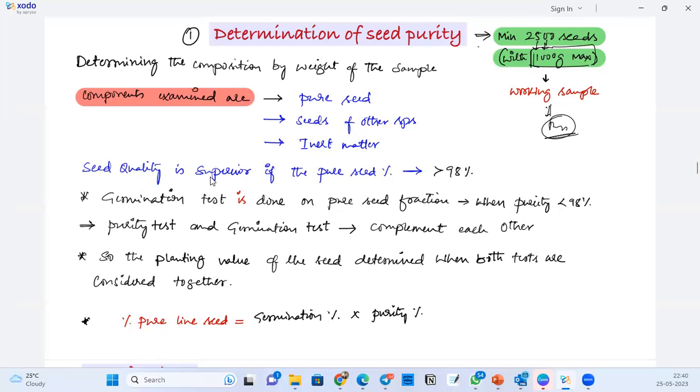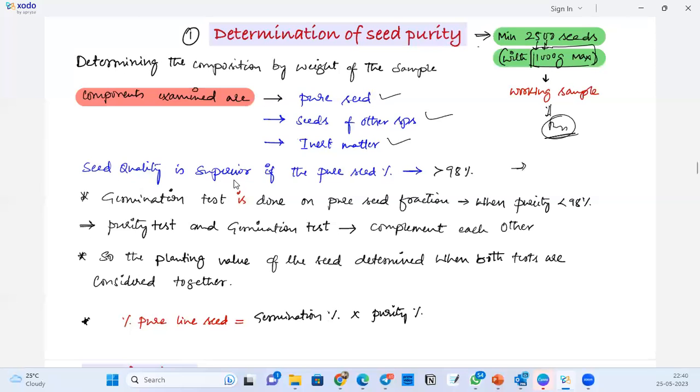So this testing of seed purity is just a table examination where the samples are separated into 3 major fractions. One is pure seed. There are certain procedures for how to consider something a pure seed and how to consider it as other crop species, but you need not worry about it. But at least know that they are generally divided into 3 different fractions, and based on the number of seeds in the pure seed fraction, the percentage of pure seed is calculated.